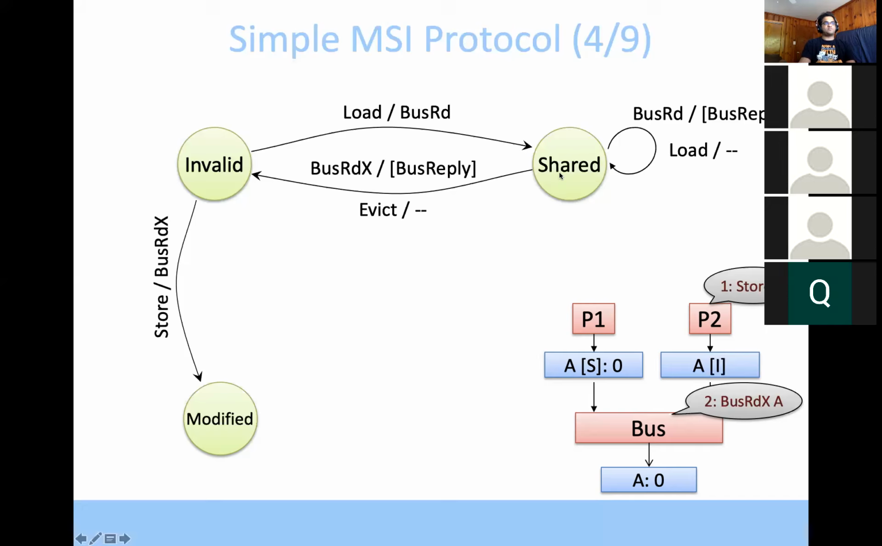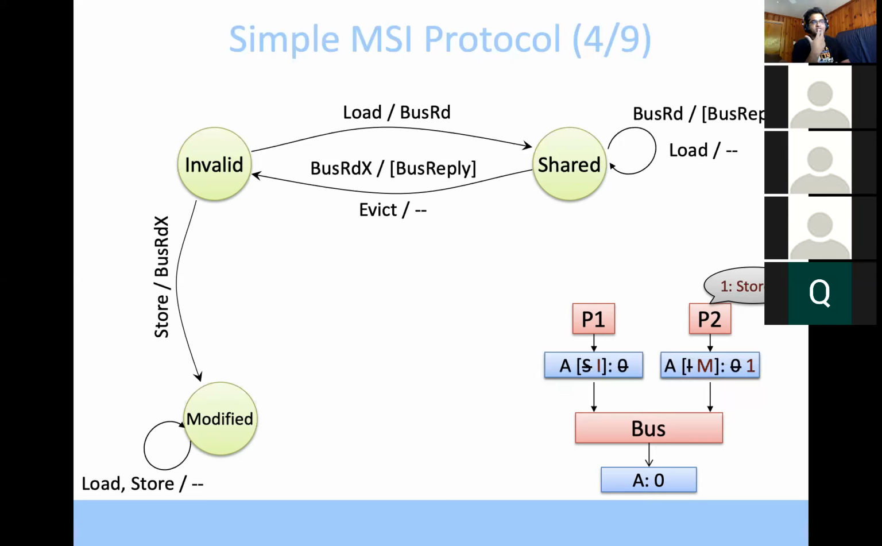And from processor 1's perspective, it was in the shared state. It saw the bus read X, and it actually has to send a bus reply and move to the invalid state. So we'll see this. So you did the store, you issued the bus read X, and both processor 1's cache and memory see this transition happen. It says, yes, I've invalidated my copy. I'm done. If there were other processors, they would all have to invalidate their copies and send back a reply. And then you transition in P2's cache from, in this case, invalid to modified, and you're allowed to do your change, right?